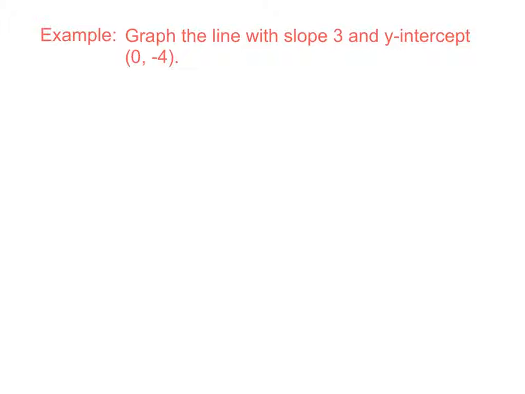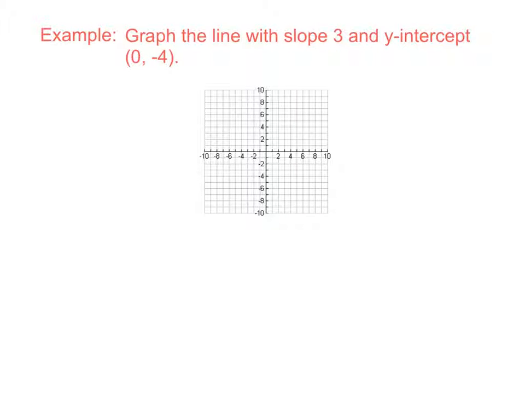Slope can also be used to graph a line. For example, if you have the slope and at least one point, you can graph the line. Let's look at an example. So let's graph the line that has a slope of 3 and a y-intercept of (0, -4). So let's start by locating the y-intercept. The y-intercept is at (0, -4). So that location is shown by the red X there, okay?